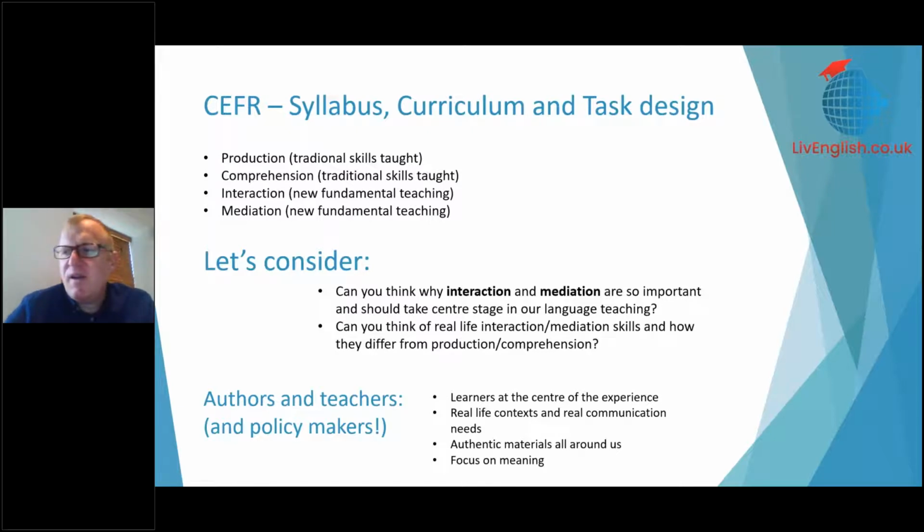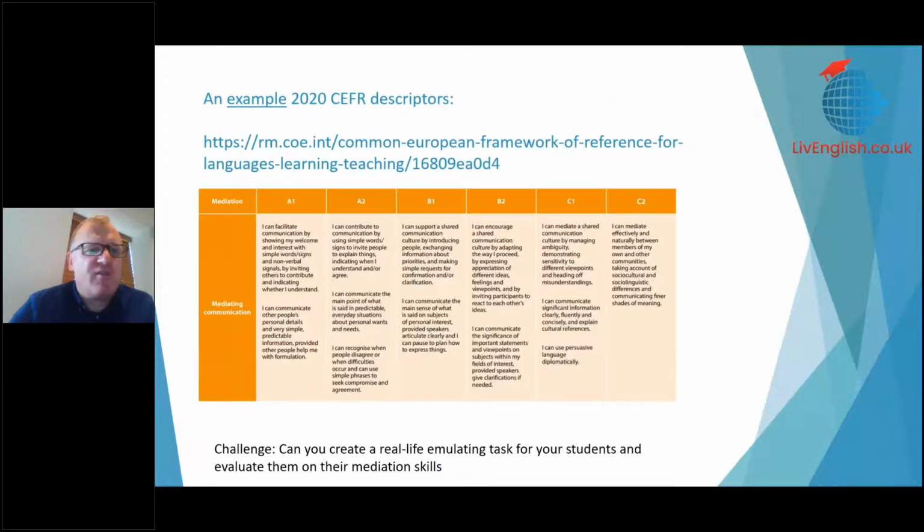There's an example here of... again, I'm not asking you to go through this and necessarily read in detail all of this. This is just a screenshot from the 2020 CEFR descriptors. You will find it in a link. We will share this information with you later. So if you're really into it, you can click on that link and you can see all the new mediation and interaction descriptors and what they mean. And there's a little challenge there for you.